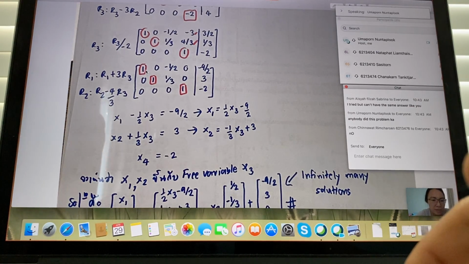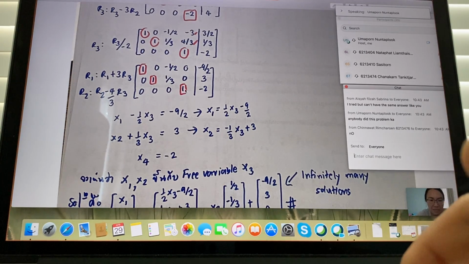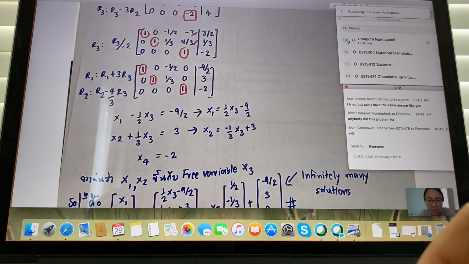So here will be x1, we don't have x2, and minus 1/2 x3 is equal to negative 9/2. And this one, we have x2, plus 1/3 x3 is equal to 3. And the last one, x4 equal to minus 2. After this, we just rearrange the terms and try to use backward substitution.